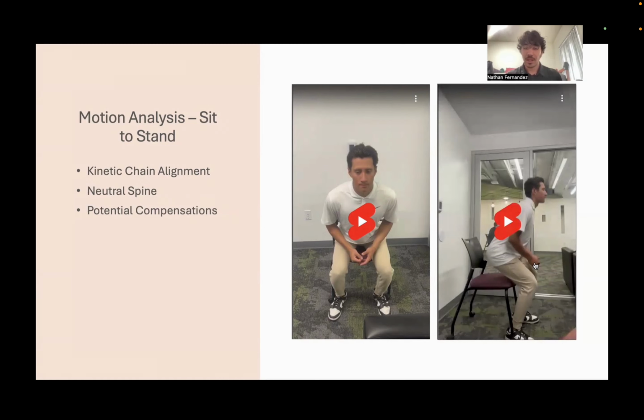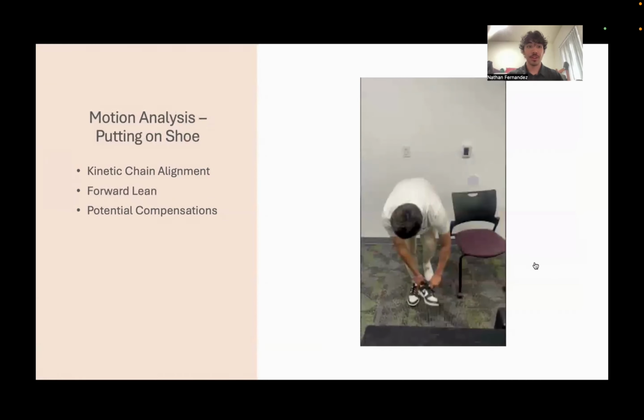Excellent. So that was our sit to stand exercise. Now we will move on to putting on shoes. That'll be our next movement for our motion analysis. And very similar to the first one, we're looking for kinetic chain alignment. This one, we're looking at a forward lean, because that's a very common trait when putting on shoes, as well as any potential compensations again.